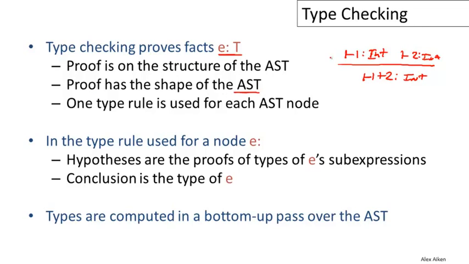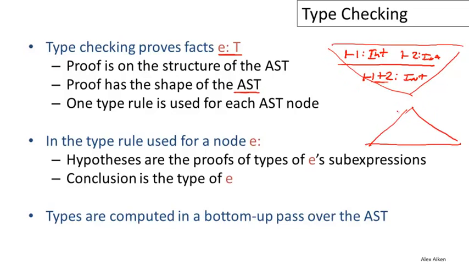You can look at this proof as a tree. Now the root of the tree in the case of the proof is at the bottom. Usually we draw the abstract syntax tree with the root at the top. So this tree looks like this, whereas we often draw the abstract syntax tree the other way around. But the important thing here is that the proof has the shape of the abstract syntax tree, and there's one type rule that's used for each abstract syntax tree node. So there's a very direct correspondence between the structure of the proof and the shape of the abstract syntax tree.